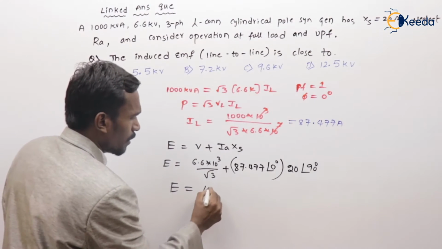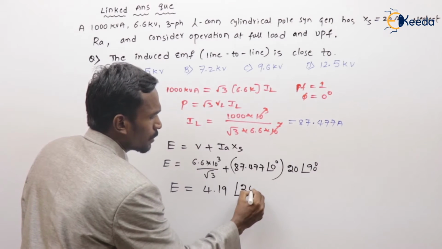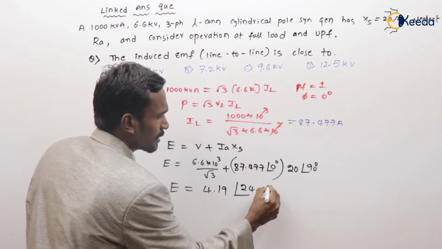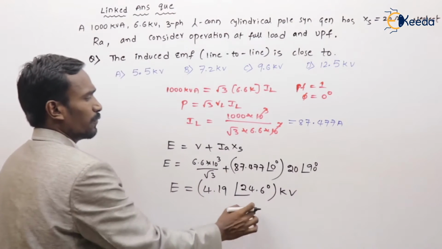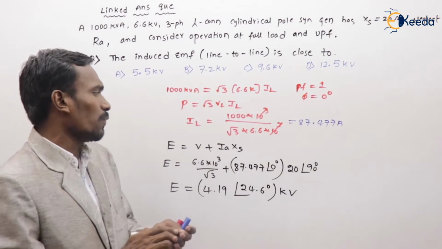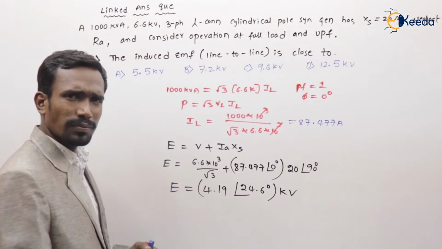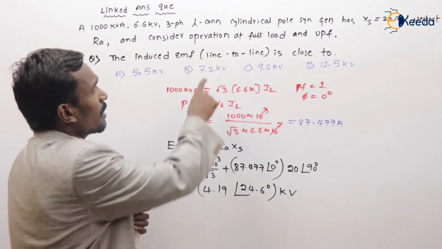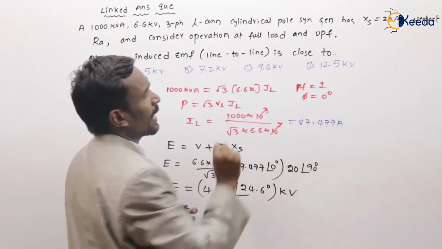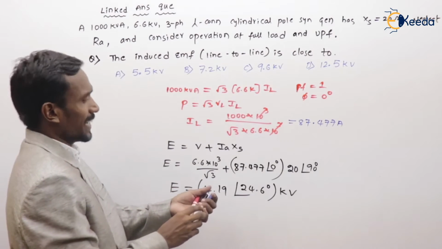If you calculate this value, then you can get 4.19 at an angle 24.6 degrees kilovolts. This is the EMF, 4.19 kV. But they asked line to line voltage. How can we get it? This is star connected.